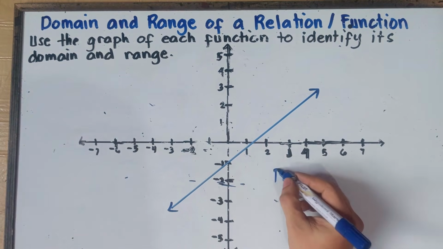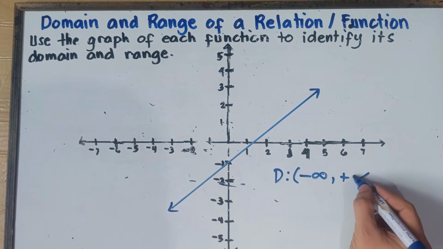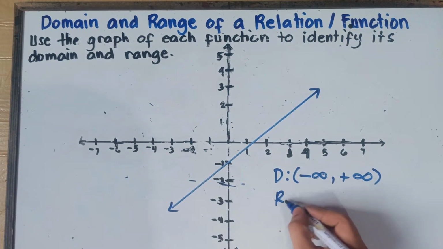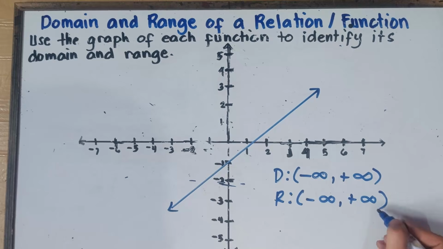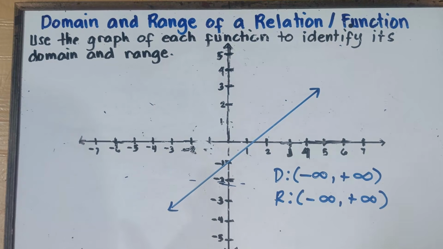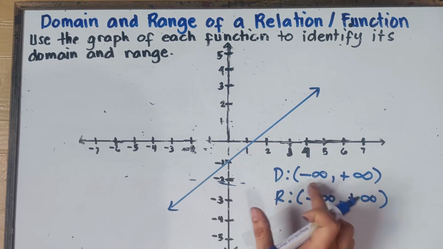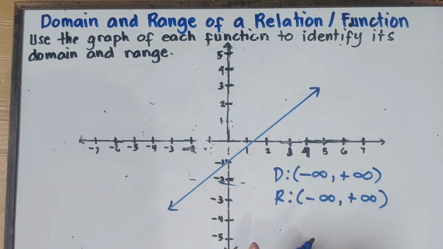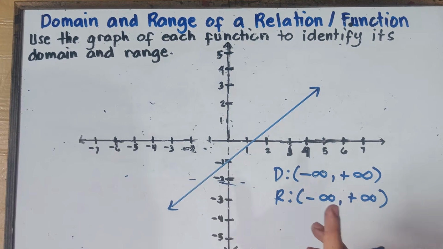So therefore, your domain will be from negative infinity, comma, up to positive infinity. And then for the range, that would be from negative infinity, comma, up to positive infinity. Automatic, class. If you have a straight line, the domain and then the range, that would be from negative infinity. Always use parentheses if it's infinity. From negative infinity, comma, up to positive infinity. The range, that would be from negative infinity, comma, up to positive infinity. Why is that, sir?